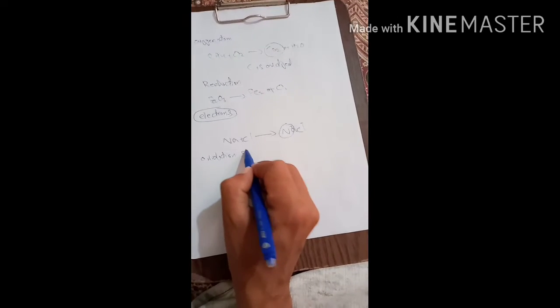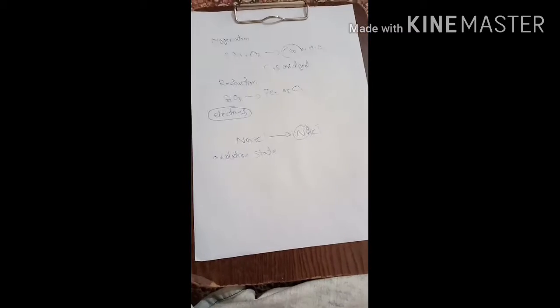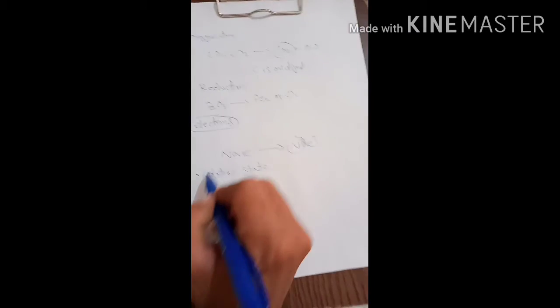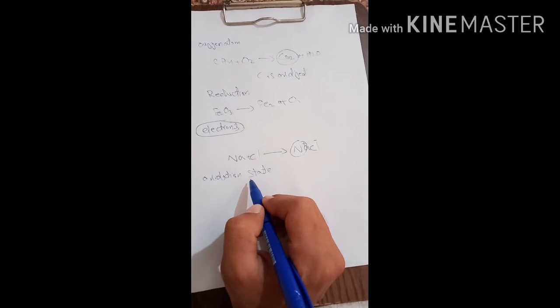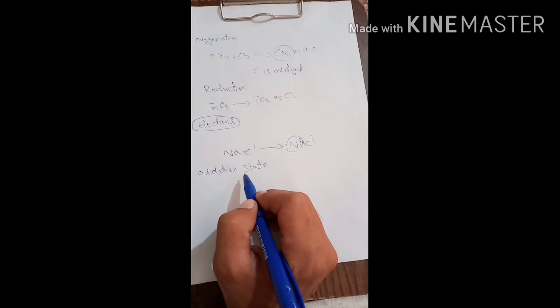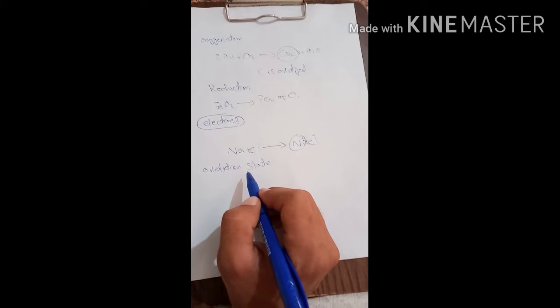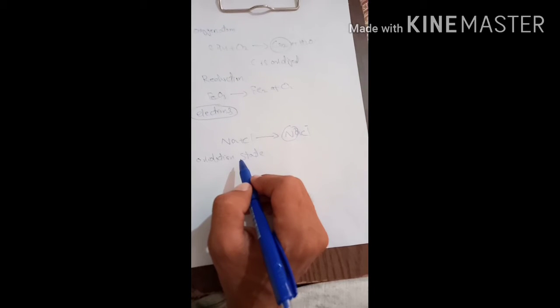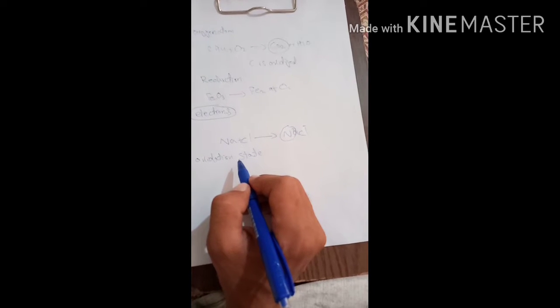Thirdly, we define them on the basis of oxidation state. Oxidation occurs when an atom's oxidation state increases during a reaction, and reduction happens when an atom's oxidation state decreases during a reaction. It is the best definition.